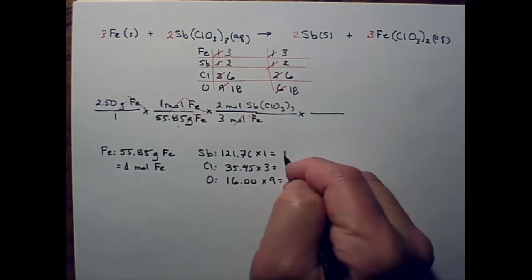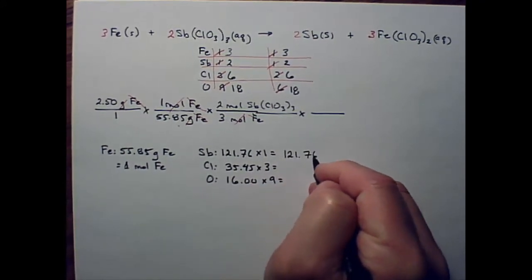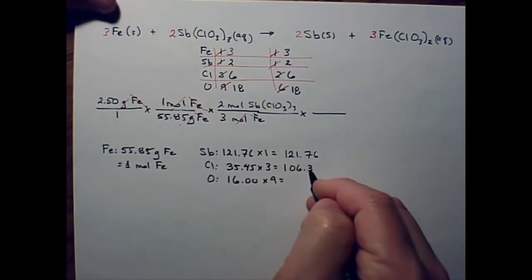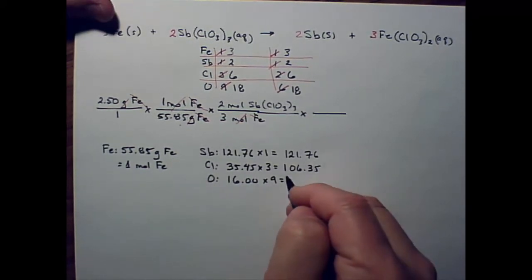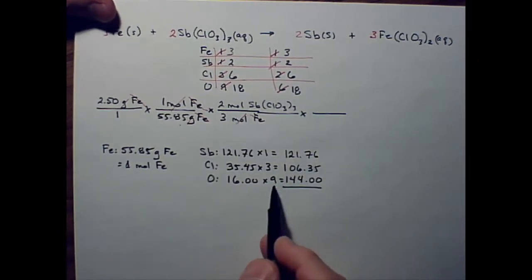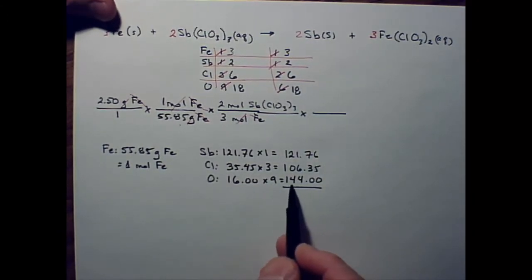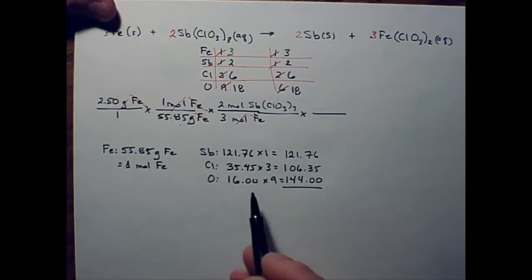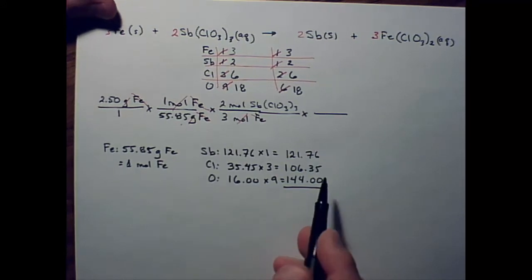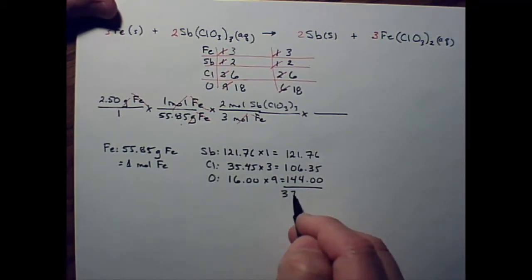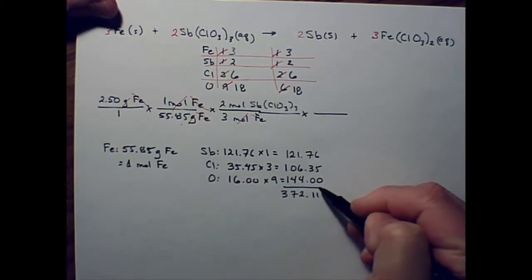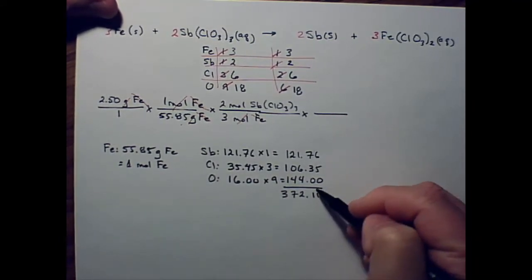So this times 1 is 121.76, then 106.35, and 144.00. Now I know when you put it in your calculator it's going to show you 144. You have to be smart enough to know those 2 zeros there are significant. I've got to have 2 zeros here. Add all that together, we get 372.11. There are no empty slots over here, so there's no rounding off to be done.